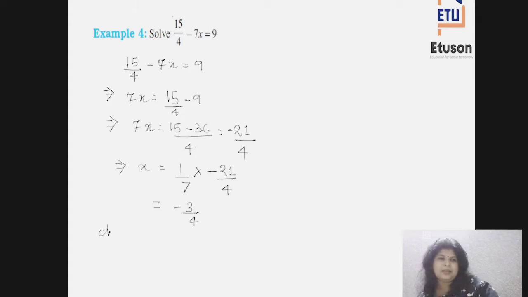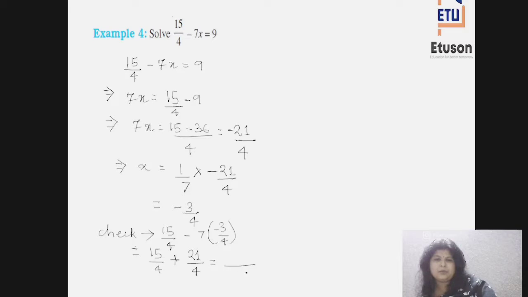You want to check the answer? You can check. So put x is equal to minus 3 by 4. So minus 7 into minus 3 by 4. Let us check the answer now. That is equal to 15 by 4 plus, अभी माइनस माइनस प्लस हो गया, minus into minus is plus. सो ये इधर कितना हो गया? 7 इंटू 3 कितना? 21 डिवाइडेड बाय 4. कॉमन डिनोमिनेटर कितना हुआ? 4.